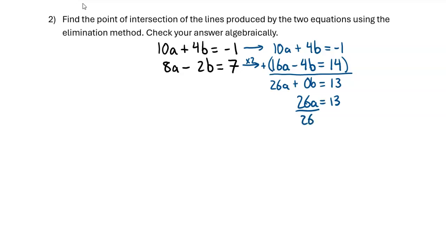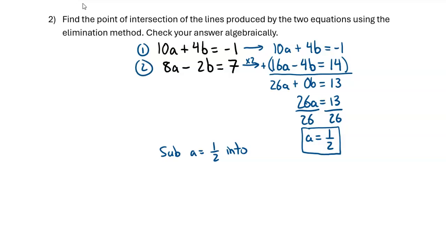And so I divide by the coefficient in front of the a term, that's 26. And I get a equals 1/2. 13 divided by 26 is exactly a half. So now what I need to do is go back to the substitution method for this piece of it, and I just substitute a equals a half back into one of the two equations. I'm going to choose equation 1.